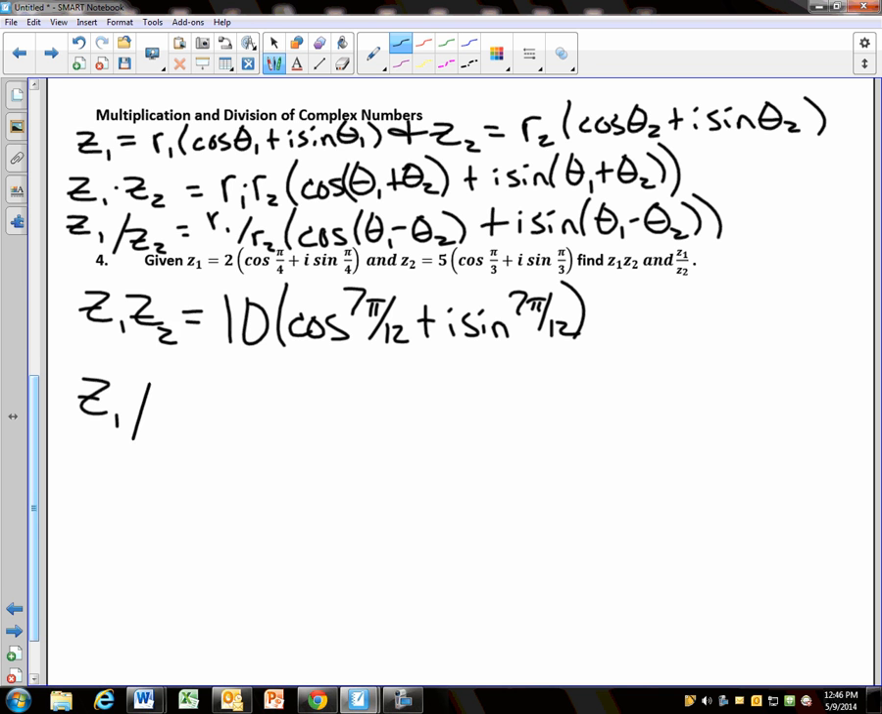Let's divide them. That's it. That's the answer. Let's say we divide them. What do we do with the R values? So 2/5 times cosine of, what's 3 pi over 12 minus 4 pi over 12? Negative pi over 12.